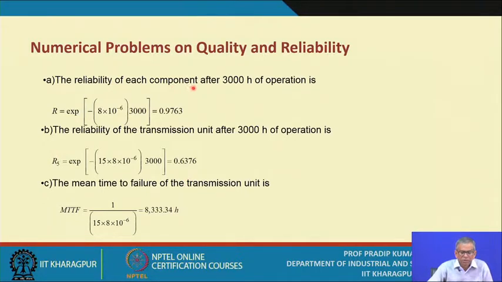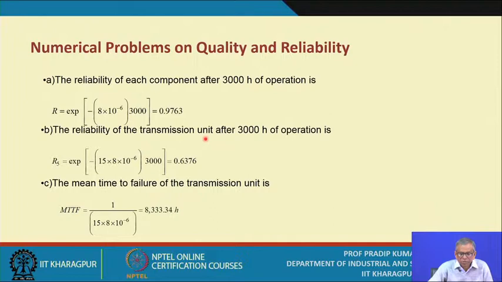So the reliability of each component after 3000 hours of operation, that means R, the reliability, is e to the power minus lambda t. The lambda value we have already computed, that is 8 into 10 to the power minus 6, and the value of t is 3000. Is it okay? Because we are computing the reliability for 3000 hours, the time period. So this is 0.9763.